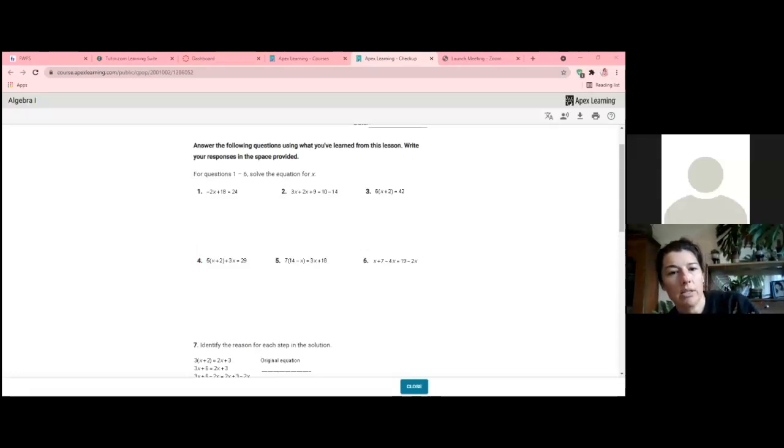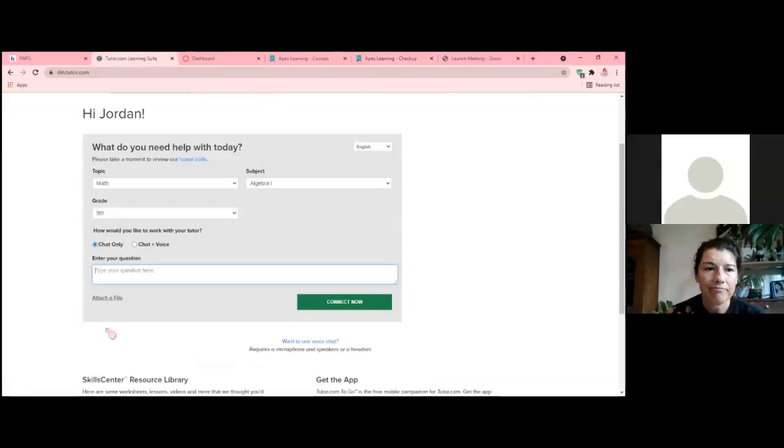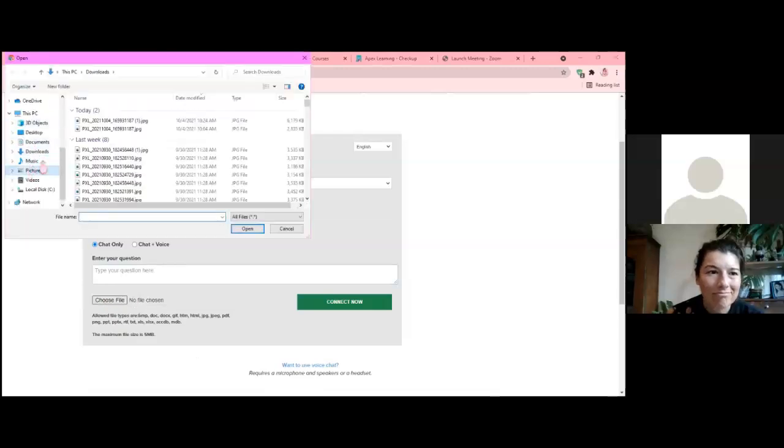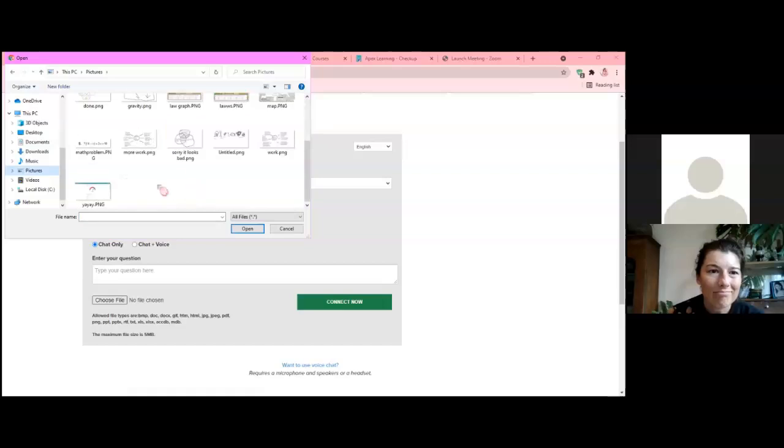So Jordan is taking a picture of number 5, and then he's going to save it on his computer as a file so he can upload it. And then you can click on attach file, and you can choose the picture that you need help with.